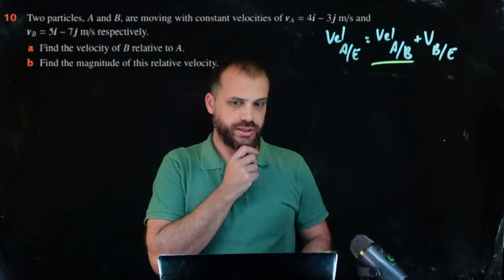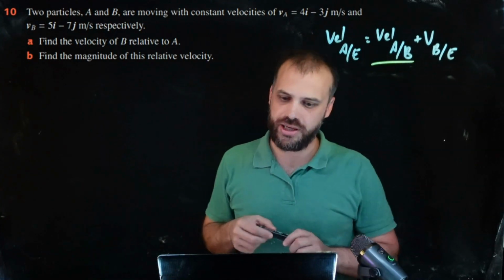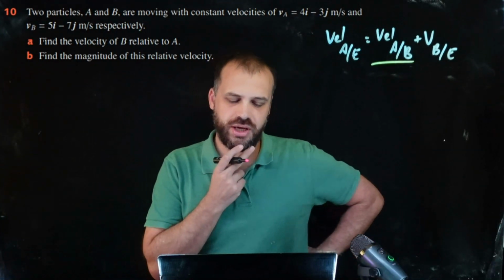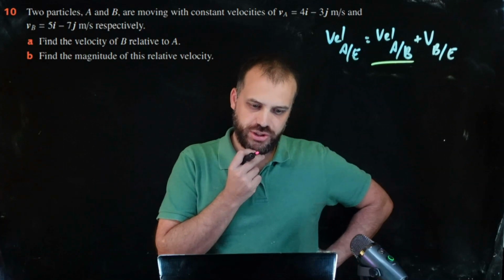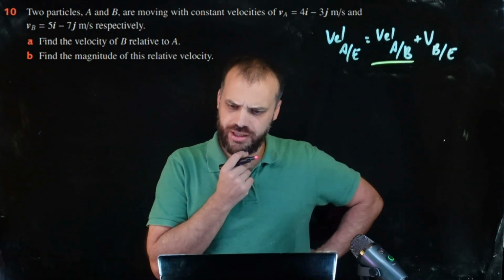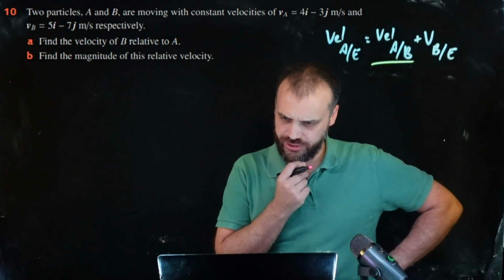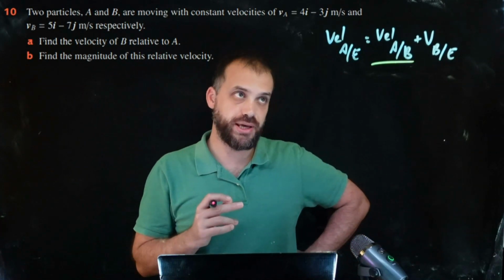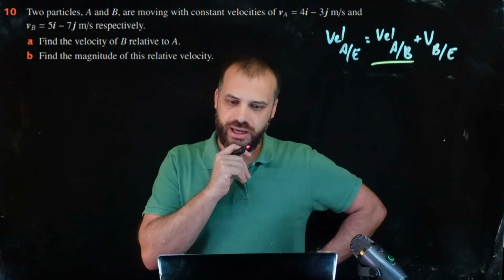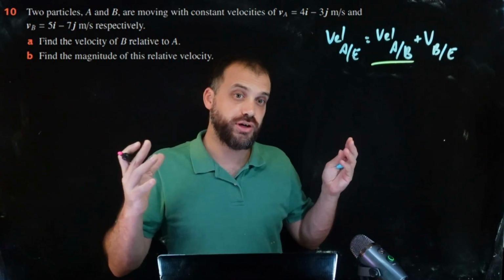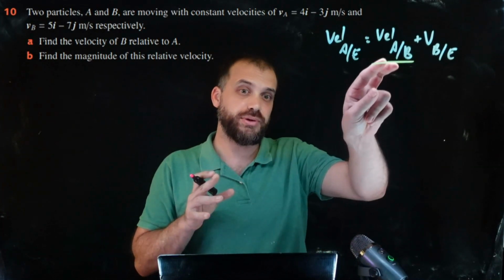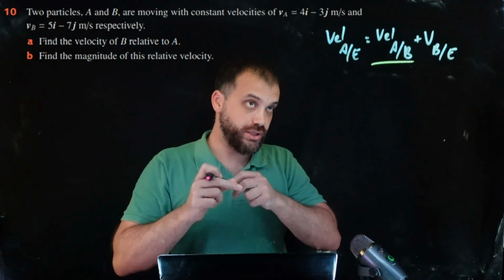Two particles, A and B, are moving with constant velocities. VA is 4i minus 3j, and VB is 5i minus 7j. Find the velocity of B relative to A. All right, so what am I trying to find? I'm trying to find one of those things again where we're finding the things relative to each other.